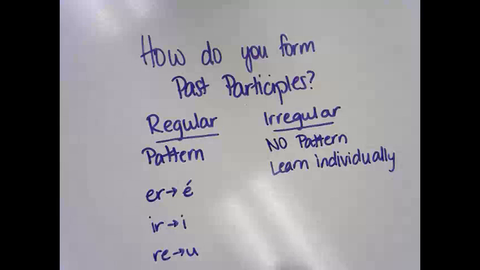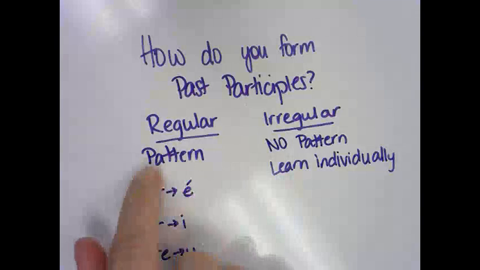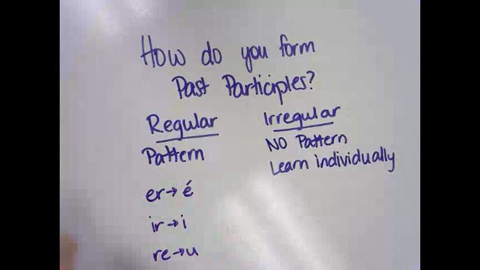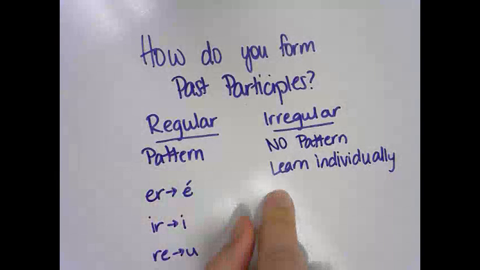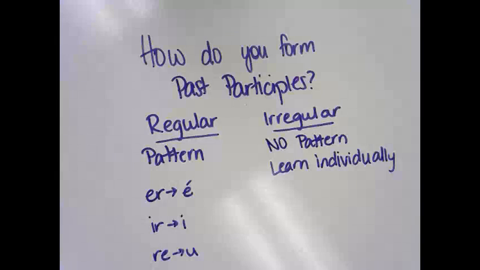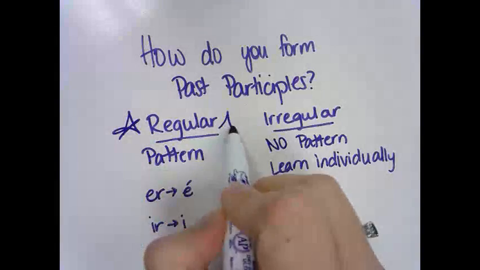Okay, and so there are two types of past participles. There are regular and irregular. Regular just means that there's a pattern. We love regular past participles because they follow a really easy pattern. Irregular means there is no pattern. We're going to have to learn those individually, but don't worry about that right now. I'll give you guys the list later and we'll get there when we get there. For right now, let's focus on the regular past participles.